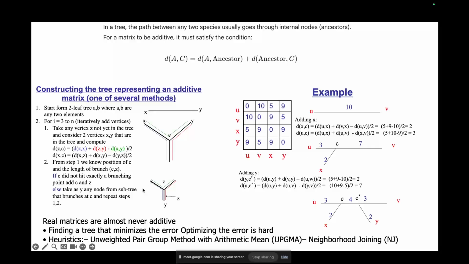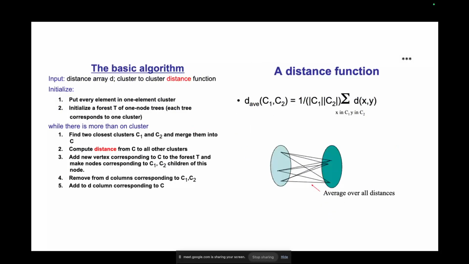Yeah. So in the real world, most of these matrices are not going to be additive. Almost all matrices are not additive. So finding a tree that minimizes the error, optimizing the error, is hard. So for heuristics, we use two different types of methods. One is UPGMA, which you have already, I think, studied, and another is neighbor joining. We quickly go over this, right?